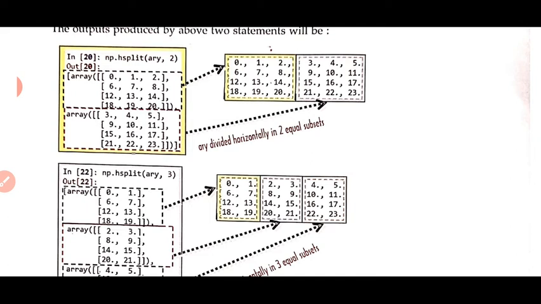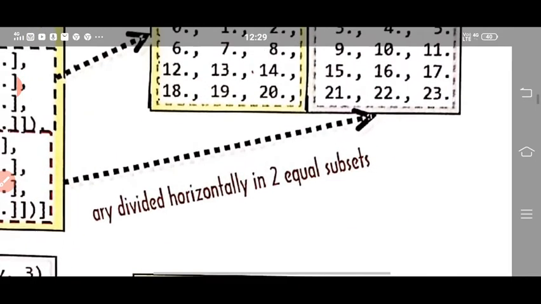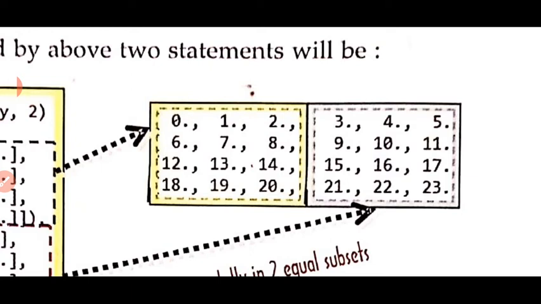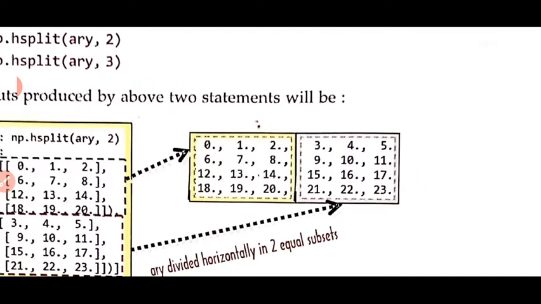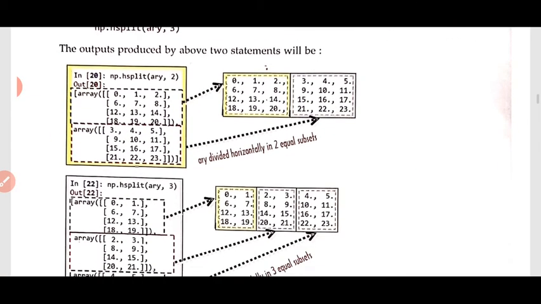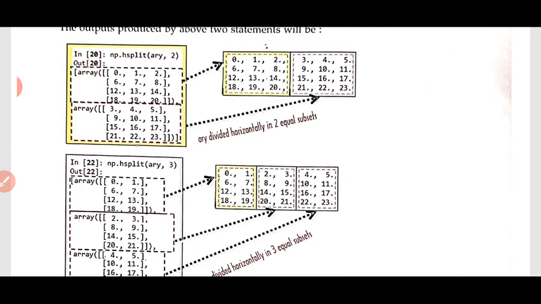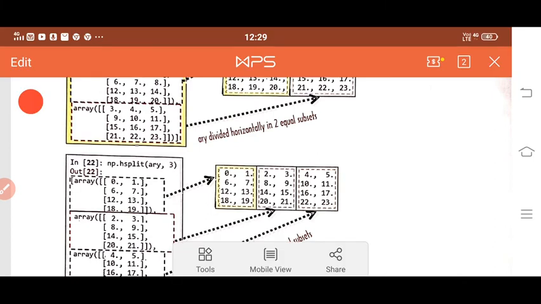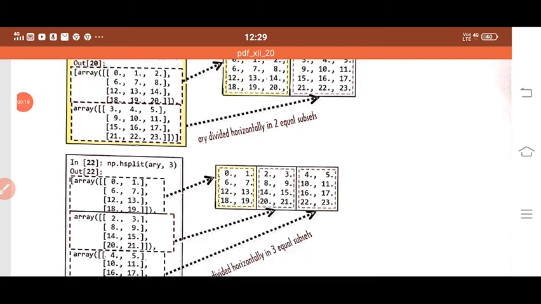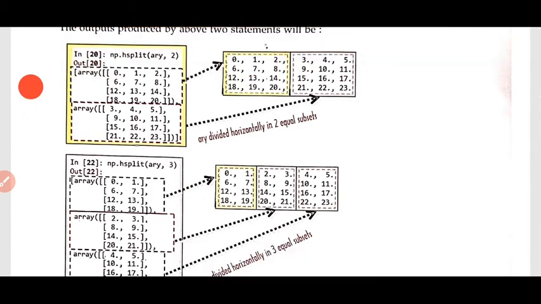0, 1, 2, 3, 4, 5, 6, 7, 8 and 12, 13, 14, 18, 19, 20. This yellow portion is one part, and next to it, indicated by the arrow, is the other part. Due to hsplit, one array is divided into two equal parts, going along the horizontal axis.